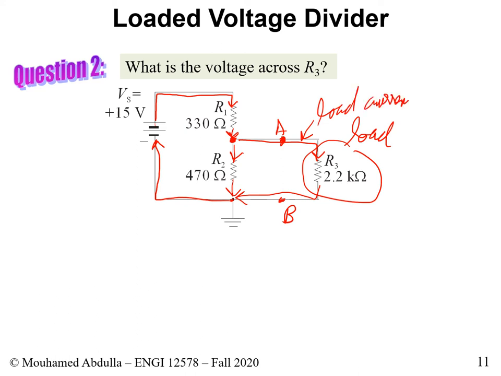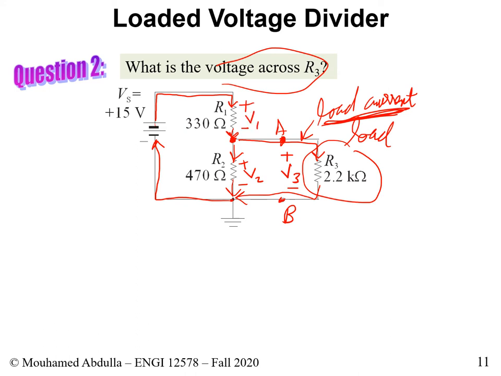So you're reducing current from the circuit because the load is going to require certain amps from your circuit to basically go through resistor 3. And now we're interested to find, what is the voltage across resistor 3? So voltage across resistor 3, we could just call it V3. Voltage across resistor 2 is called V2, okay? And voltage across resistor 1 is just V1.